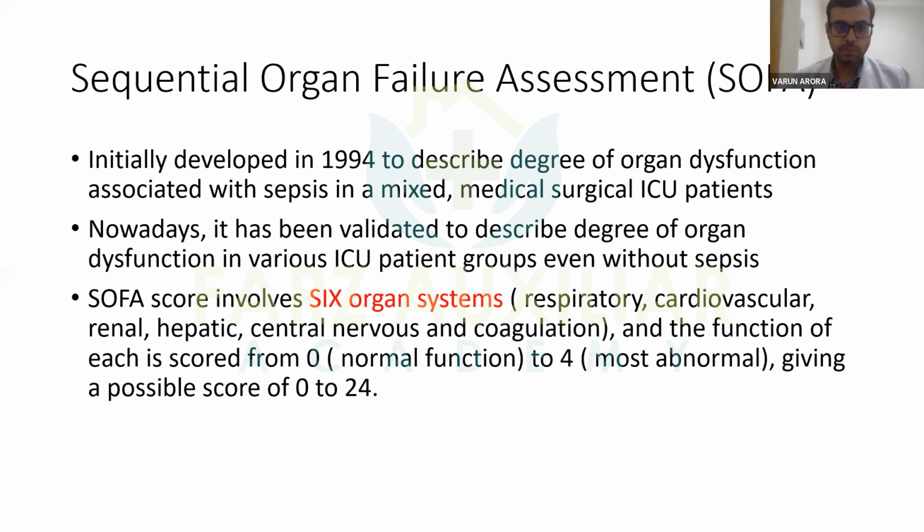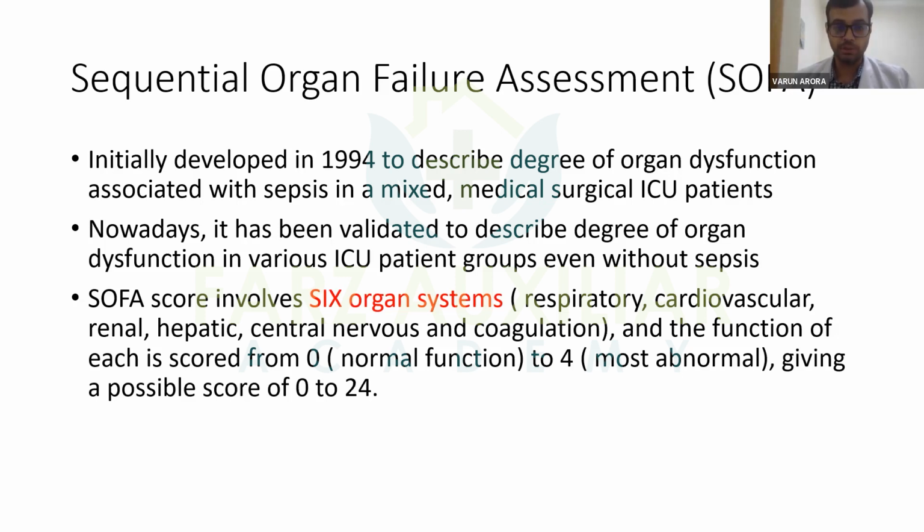This SOFA score was developed in 1994, and it was developed to describe degree of organ dysfunction associated with sepsis in mixed medical surgical ICU patients. Remember that the patients were associated with sepsis, but now SOFA score is used for all our patients, both sepsis and non-sepsis patients, because now it has been validated to describe the degree of organ dysfunction in various ICU patient groups, even without sepsis.